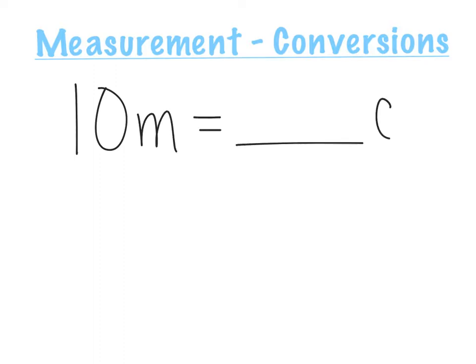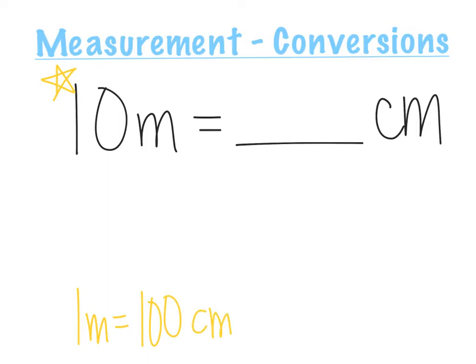Okay, students, let's say we're going to go from 10 meters to centimeters. Now, again, I want us to put a star by the greater unit of measurement. So here, I know meters are greater than centimeters. So my meters, I'm going to put the star by. Now, remember from my reference materials on my chart, I was able to see that 1 meter equals 100 centimeters.